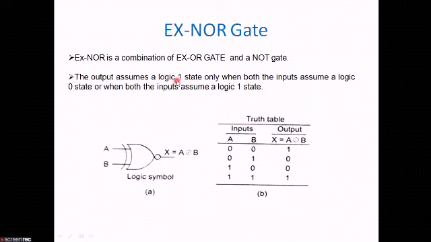Now just see here that the XNOR gate is a 2 input 1 output logic circuit. We can see it in the logic symbol or in the logic diagram that A and B are the 2 inputs and X is the 1 output and X is equal to A XNOR B. This is the symbol of an XNOR.